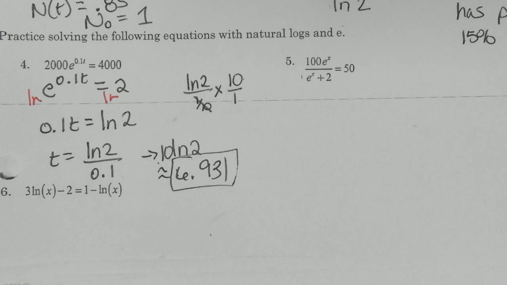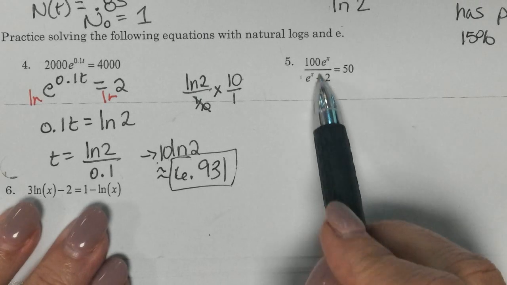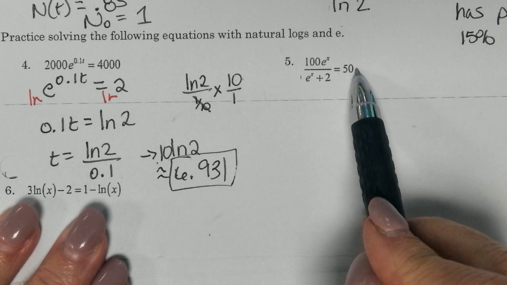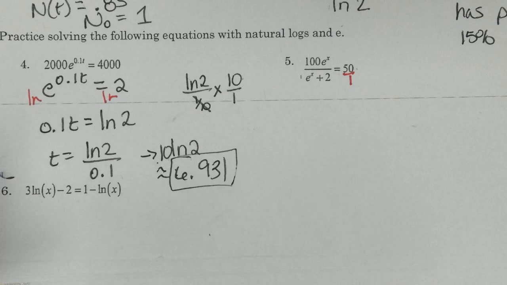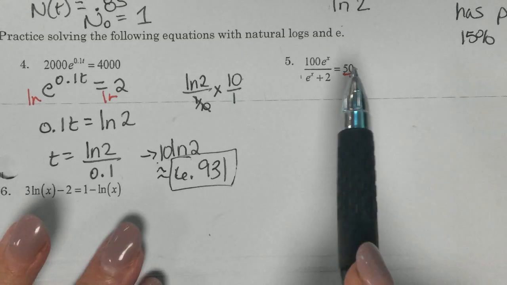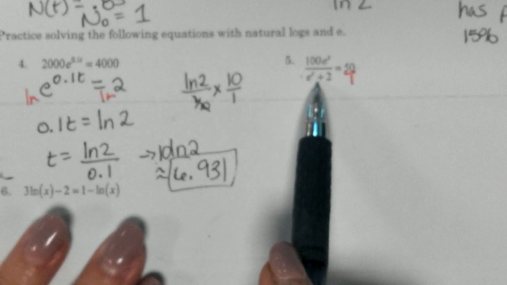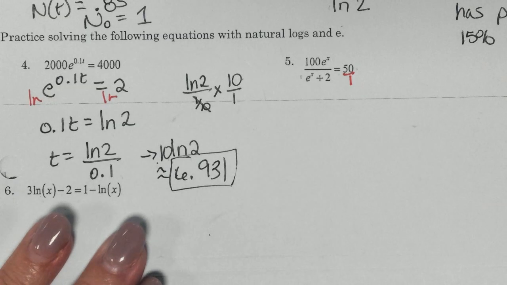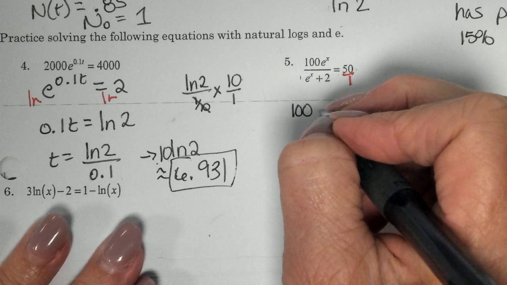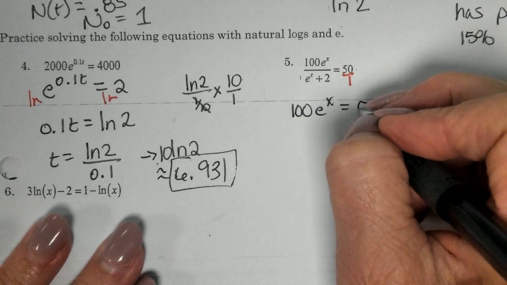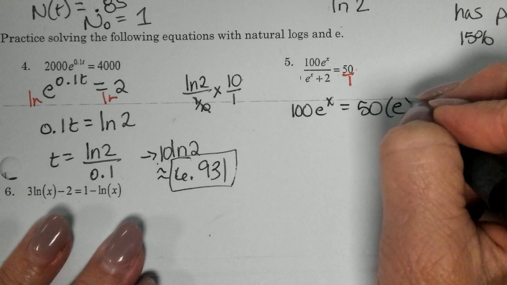Exactly. Folks, this is a proportion. Anytime you have a fraction equaling a whole number or another fraction, that's one ratio set equal to the other. Put that whole number over 1, cross multiply that sucker, get rid of those fractions. Or just remember that you have to undo the division, so you're going to multiply both sides by e to the x plus 2. So what we end up with is 100 e to the x equals 50 times e to the x plus 2.